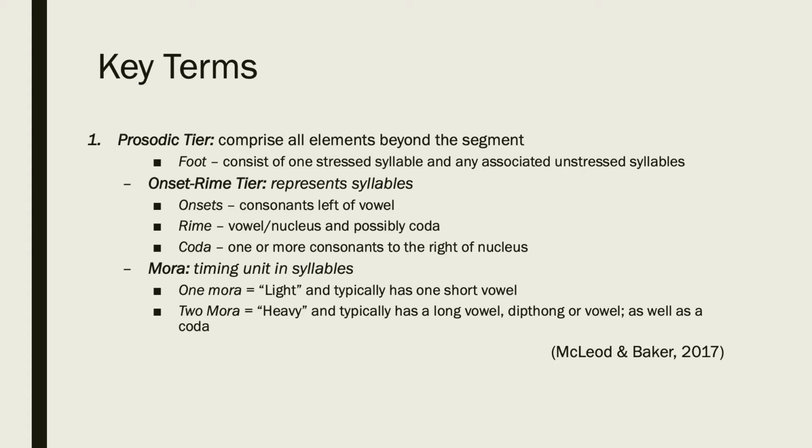The onsets are the consonants left of the vowel, and the rhymes are the vowels, also known as the nucleus, and possibly a coda. A coda basically consists of one or more consonants to the right of the nucleus. So the rhyme is kind of in the center, onsets are to the left, and codas are to the right. And then a mora is the timing unit in syllables. One mora is known as light, and two moras are known as heavy.